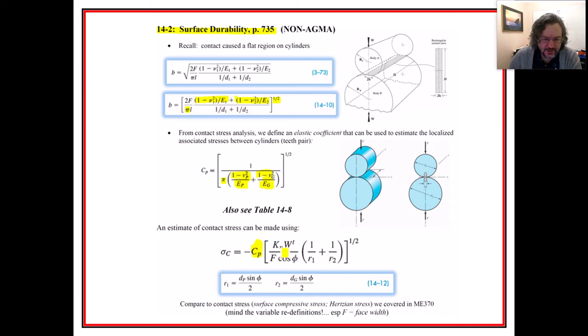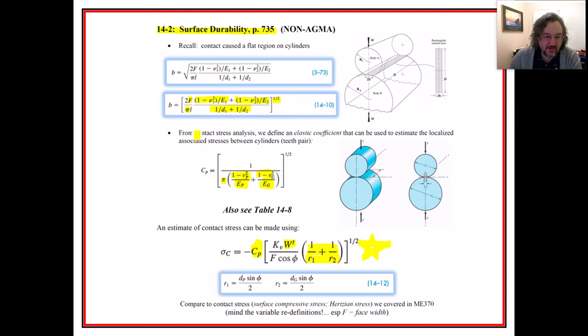But we can also see in this equation that they've provided right here the 1 over the radius plus 1 over the radius. So we can see that that's right in there. And then we have the load that's being placed right here.